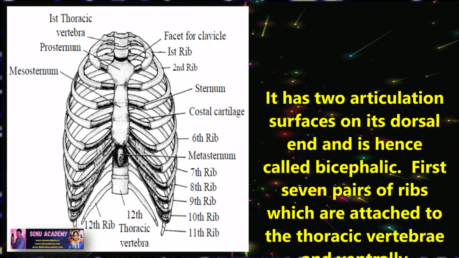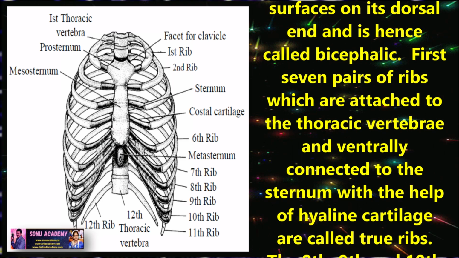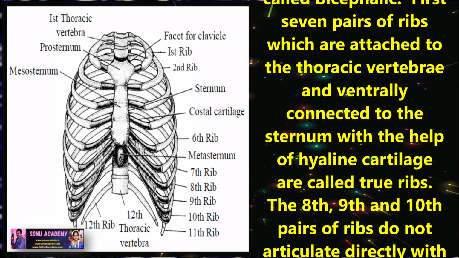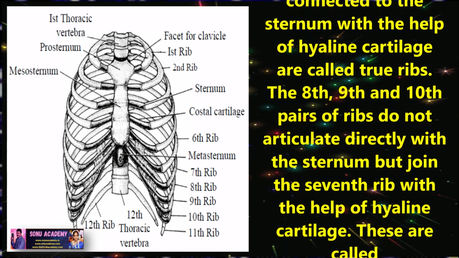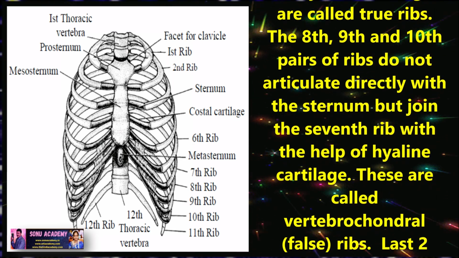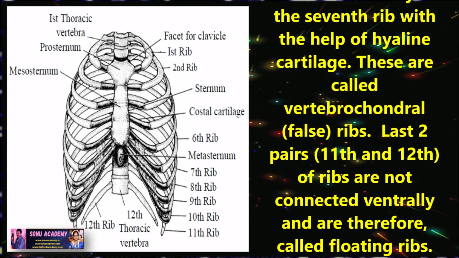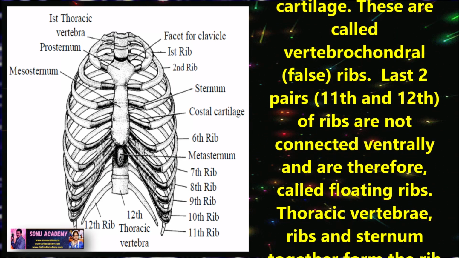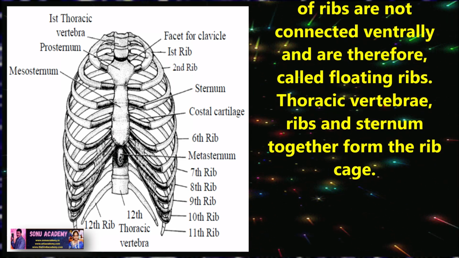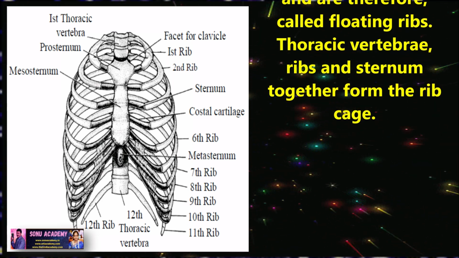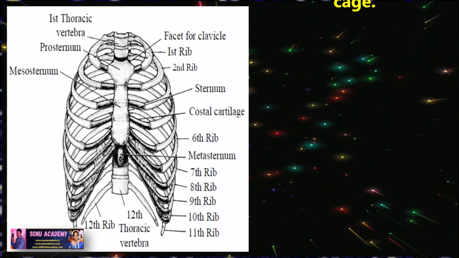The first 7 pairs of ribs, which are attached to the thoracic vertebrae and ventrally connected to the sternum with the help of hyaline cartilage, are called true ribs. The 8th, 9th and 10th pairs of ribs do not articulate directly with the sternum but join the 11th rib with the help of hyaline cartilage. These are called vertebrochondrial ribs. The last two pairs, 11th and 12th, are not connected ventrally and are therefore called floating ribs. Thoracic vertebrae, ribs and sternum together form the rib cage.